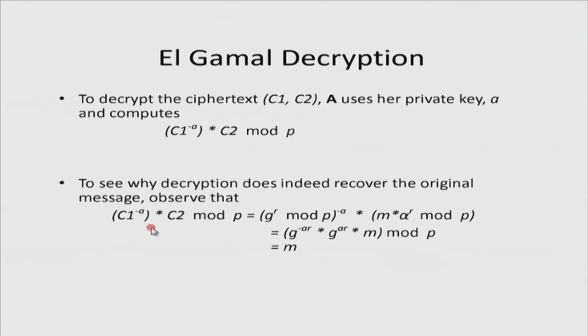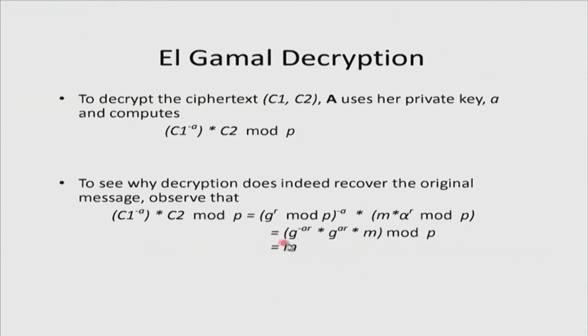C1 to the power of minus a multiplied by C2 mod p. This is nothing else but g raised to r mod p, raised to the power of minus a. That is this stuff. And the second thing is nothing else but what he computed, which is m times alpha raised to r mod p.